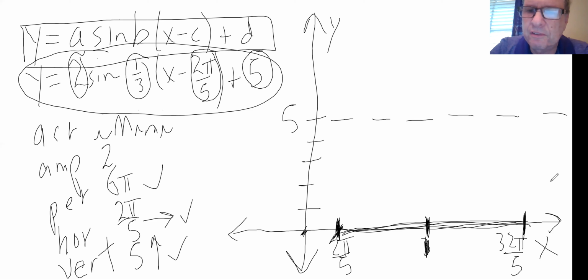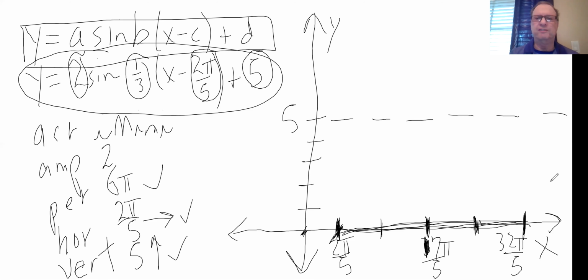is 17 pi over 5. We good? All right. Now we have to split the middle here and split the middle here, and now we create the 5 key points. So we're going to do the same thing again.